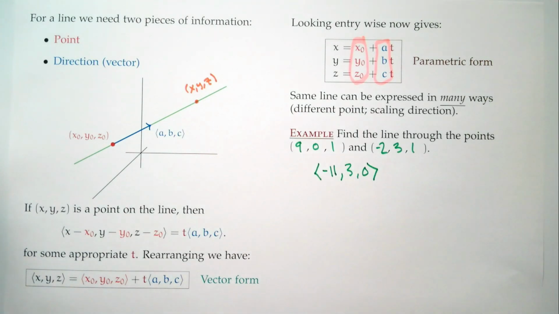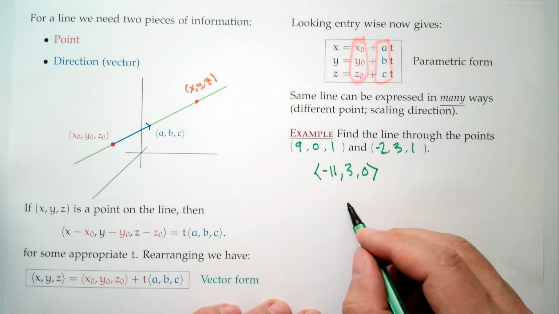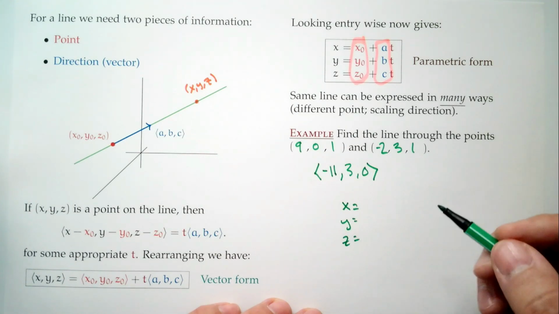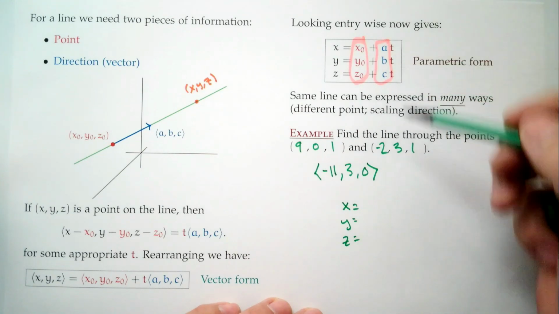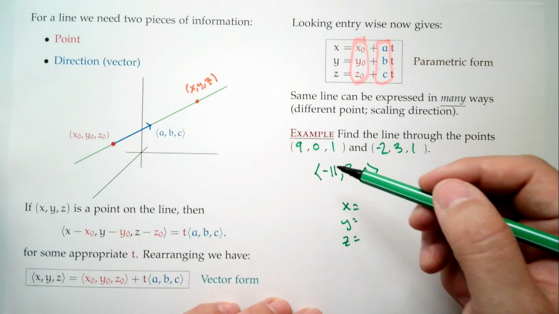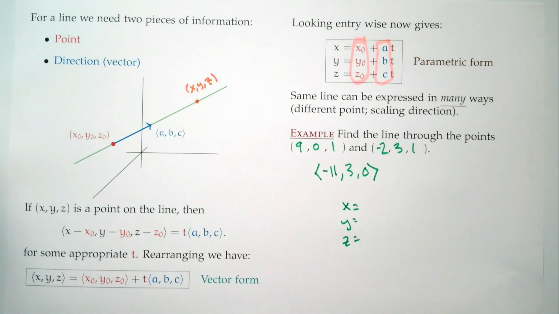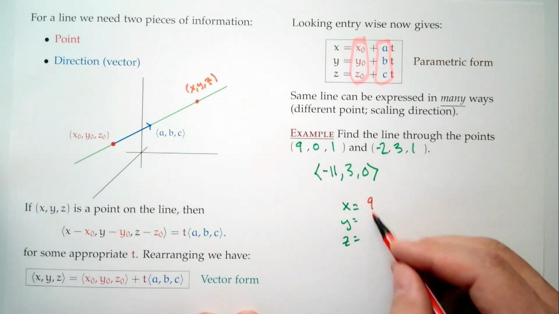Now, we say, well, let's write our answer. I prefer parametric form, so I'm going to write x equals, y equals, z equals. And then there's the 2 parts. There's the point, and there's the vector. Well, which is the right point to use? Should I be using 9, 0, 1, or should I be using -2, 3, 1? Either one. Yeah, it doesn't matter. Either one will still give me the same line. So let's suppose I went with 9, 0, 1.